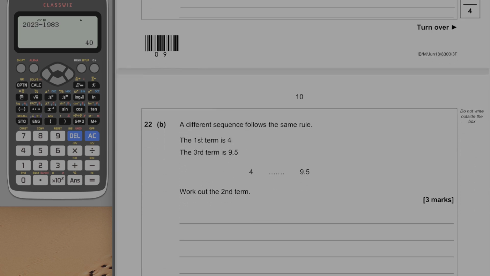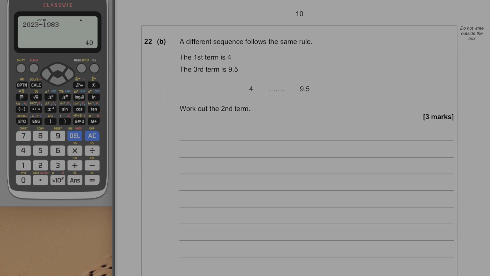Okay, part B. A different sequence follows the same rule. The first term is 4, the third term is 9.5. Work out the second term. So I'm going to do 9.5 times 2 and then subtract 4. Made a mistake there. 9.5 times 2 is 19, not 18. And then 19 take away 4 is 15. So I'm looking at 15.